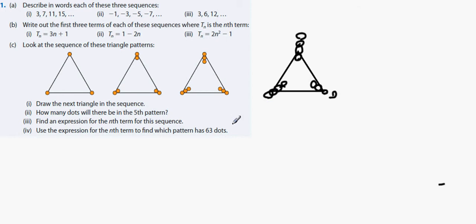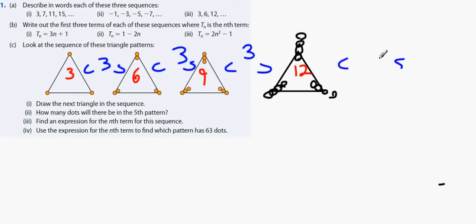How many dots will be in the 5th pattern? Okay, so what we know is there's 3 dots in the first pattern, 6 dots in the second pattern, 9 in the 3rd pattern, 12 in the 4th pattern. We can see that this is an arithmetic series going up by 3 each time, so we know the 5th pattern must have gone up by another 3, which will give it 15.